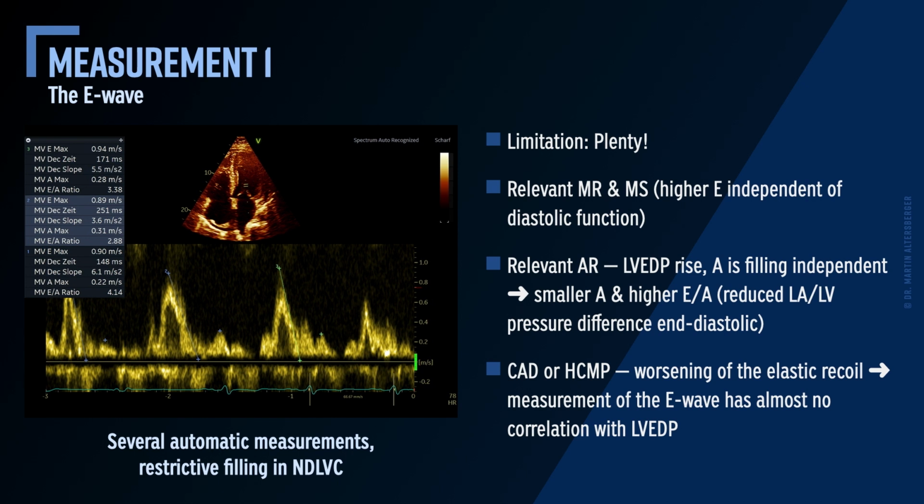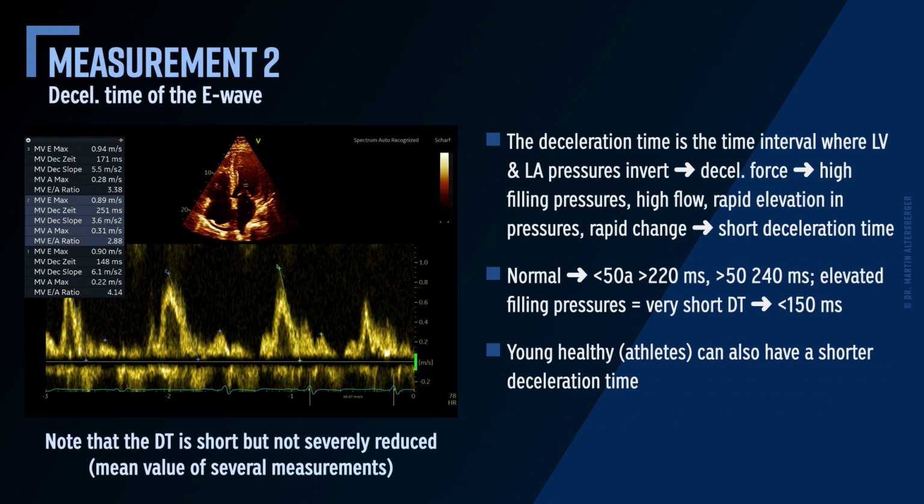A is filling independent, so the smaller A and the higher E to A ratio is therefore there because of the reduced left atrial and left ventricular pressure difference in end diastole. Also in coronary artery disease, or HCMP, there is a worsening of this elastic recoil. So the measurement of the E wave has almost no correlation per se with left ventricular end-diastolic pressures.